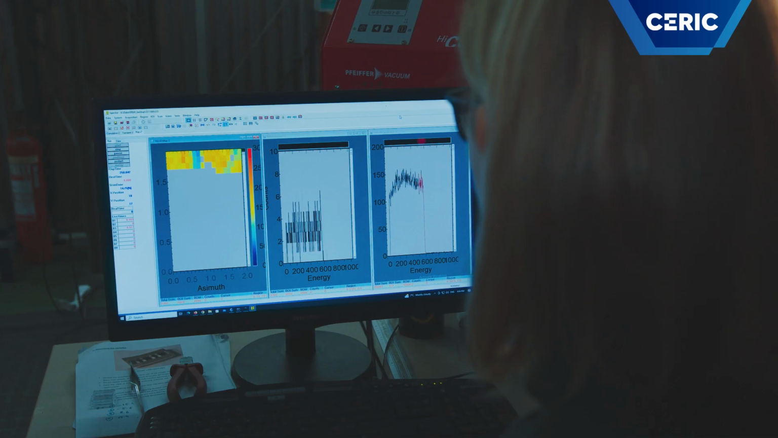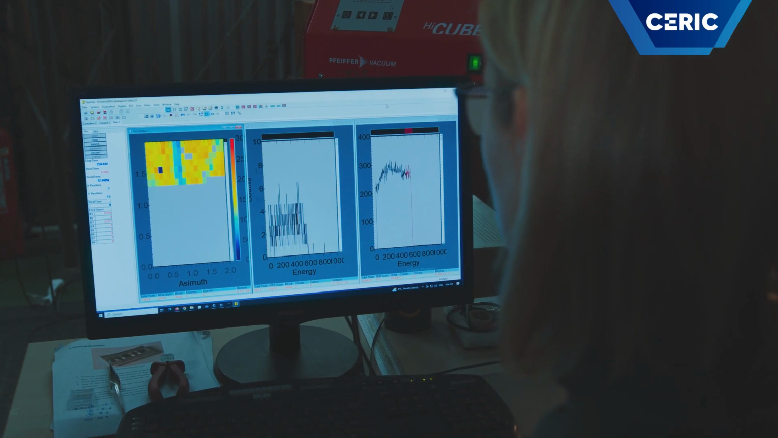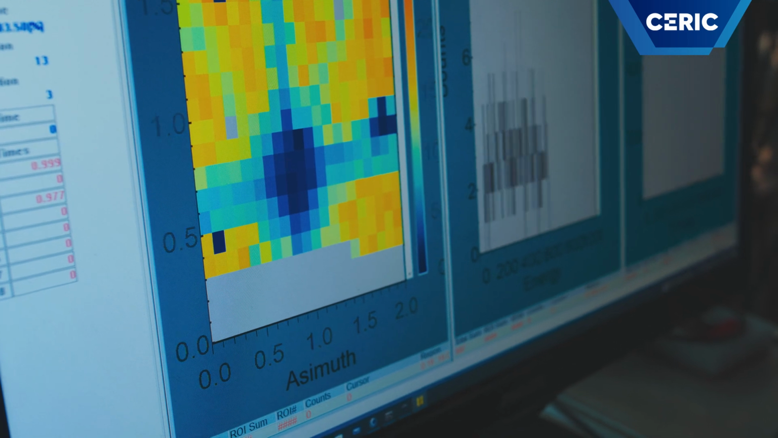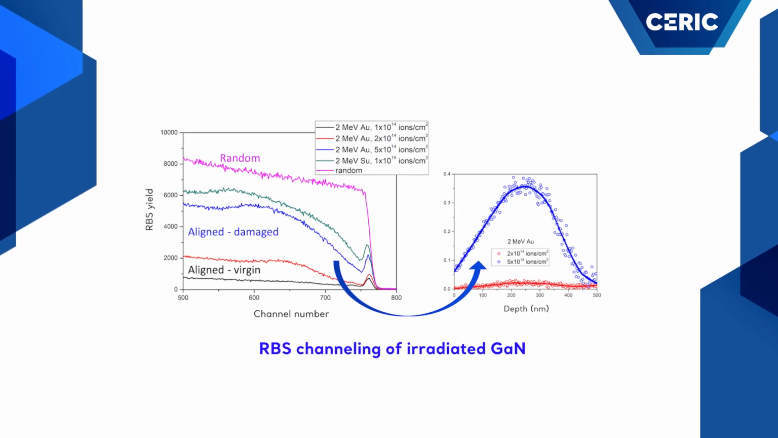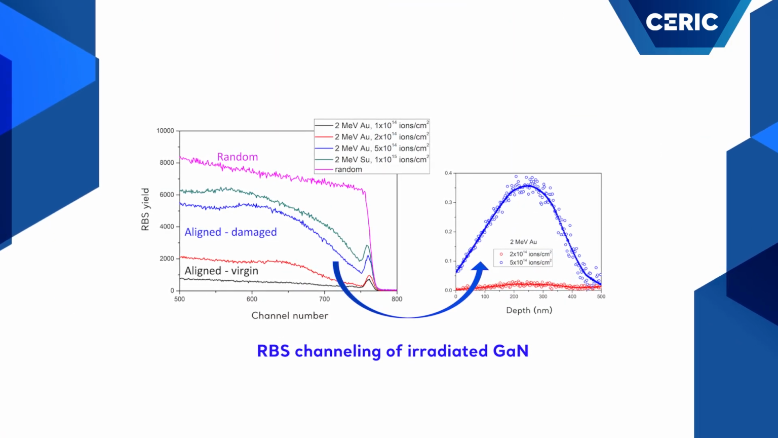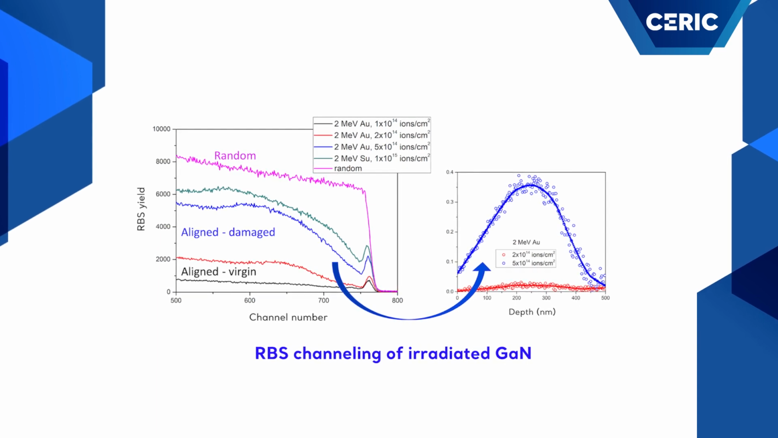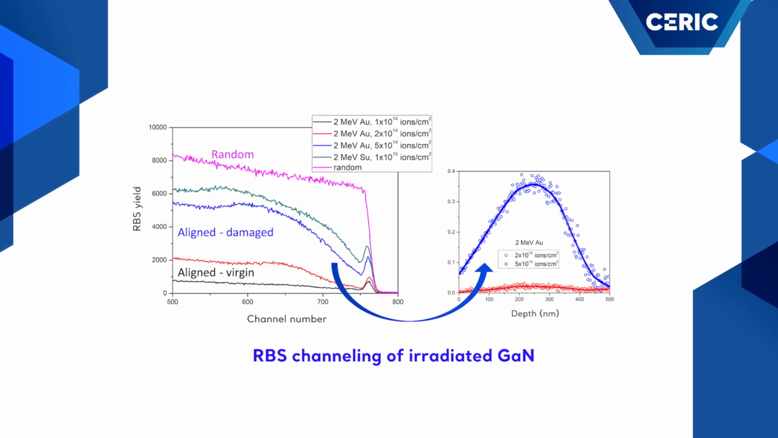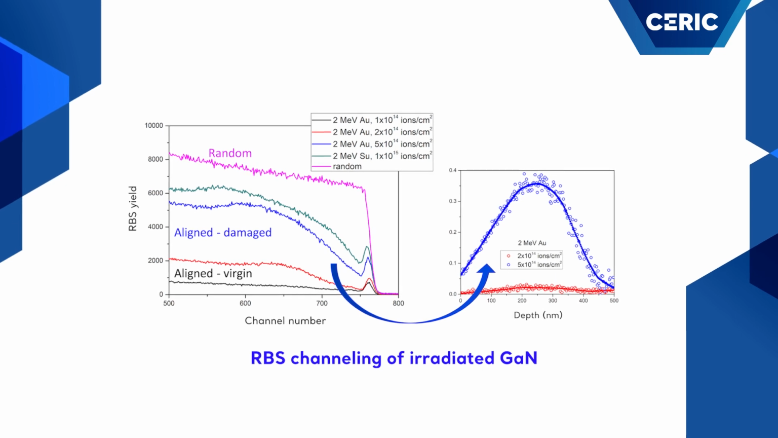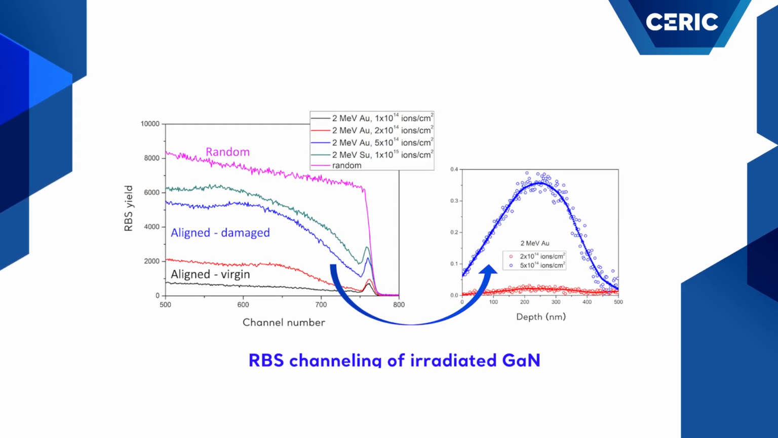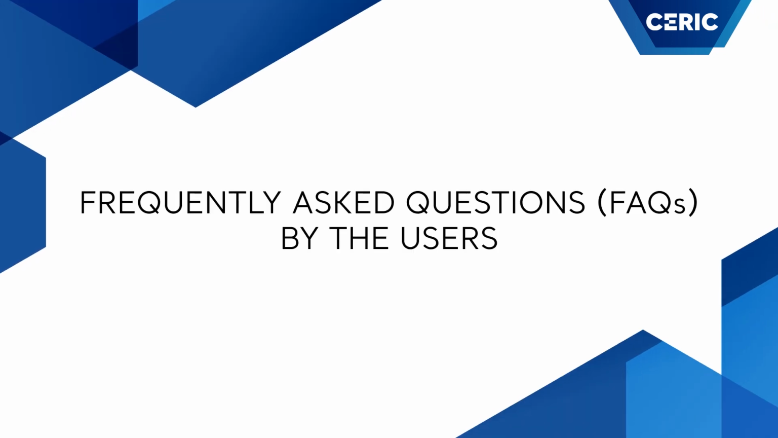The user can then select specific positions on the sample or specific azimuth or tilt angles to collect the RBS channeling spectra. Final spectra carry information about the amount of disorder in the studied material. For example, these results can be correlated to the distribution of vacancies along the sample depth.